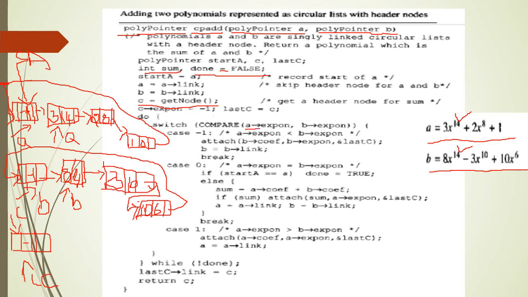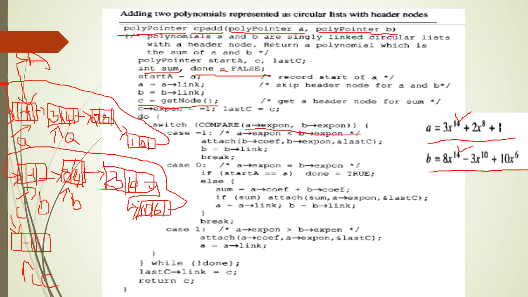Those two values will be sent to the compare function. So, the compare function will return one of three values: -1, 0 or 1. You know when it will return -1, when it will return 0 and when it will return 1. In this case, the compare function will return a value 0 because the exponents of both polynomials are the same. By that time it will check whether start A is equal to A, whether A is pointing to the header node. So, you keep adding the terms until you reach the header node.